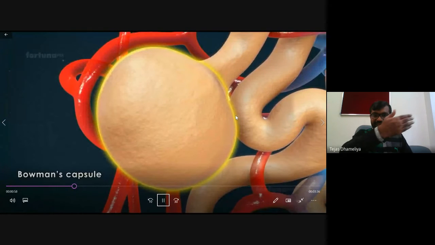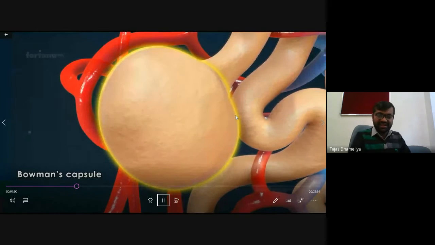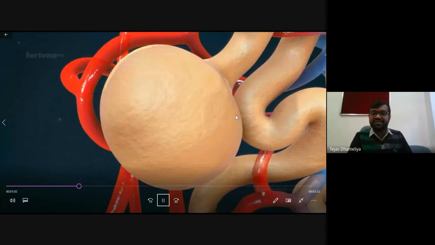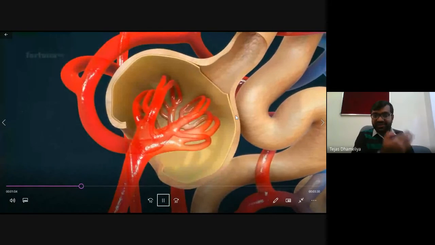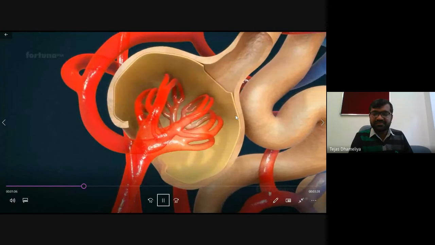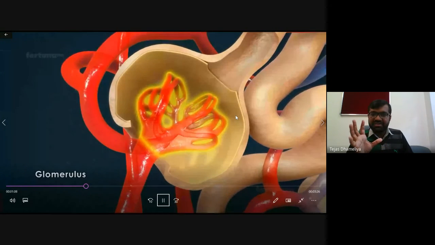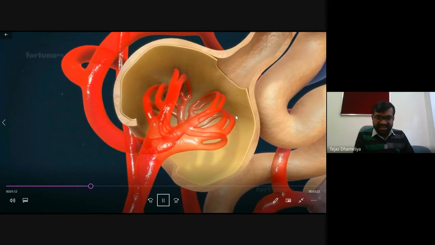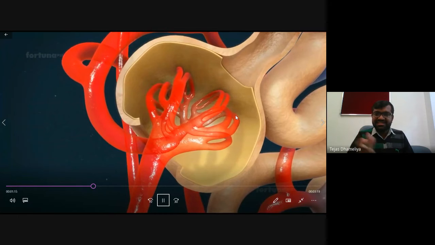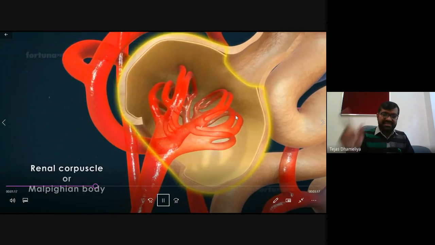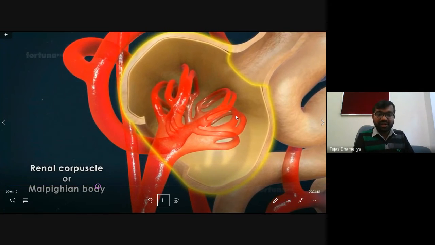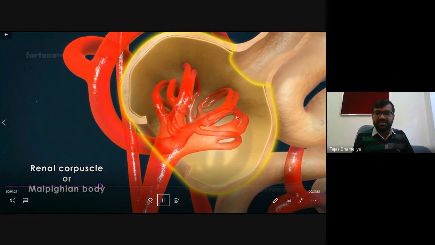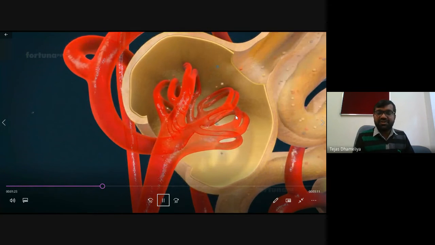I first gave you a transverse section earlier. Now this is a perfect animation. See how they have shown it. Glomeruli are there, and they have covered it. One vessel is converting into so many branches. This is also given a new name, Malpighian body. So this highlighted portion is called the Malpighian body.